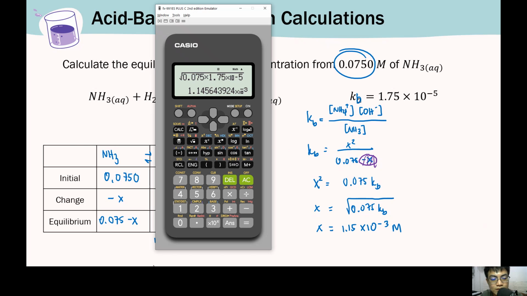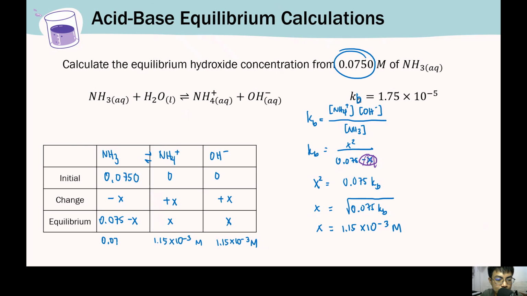And then for this one, let's just subtract 0.075 minus 1.15 times 10 raised to negative 3. This is the remaining concentration. 0.074. So, yan na lang yung concentration niya. Okay. Bilis na. Basta marunong ka mag-identify if you can use shortcut or not.